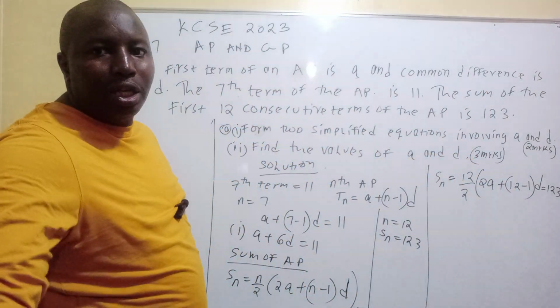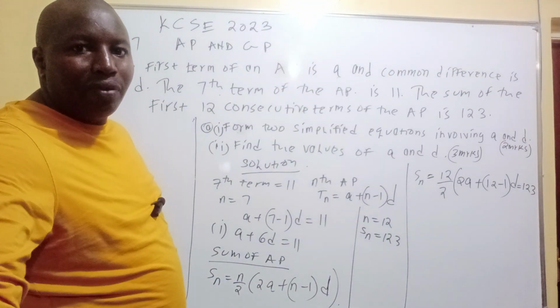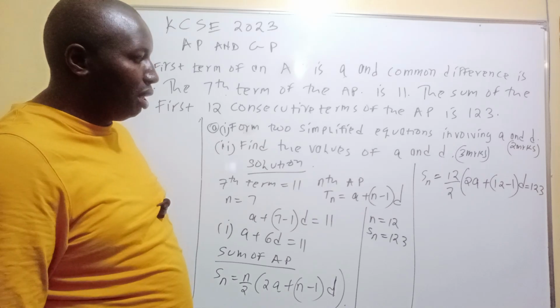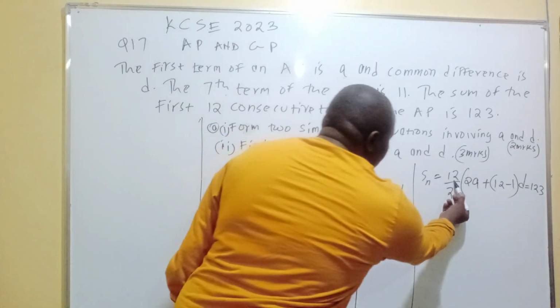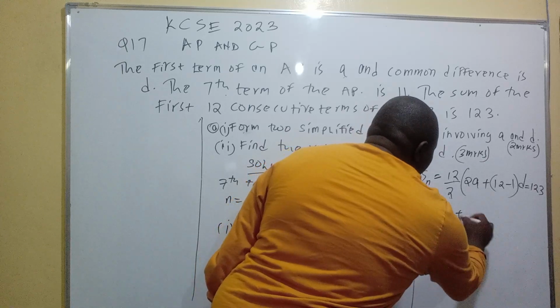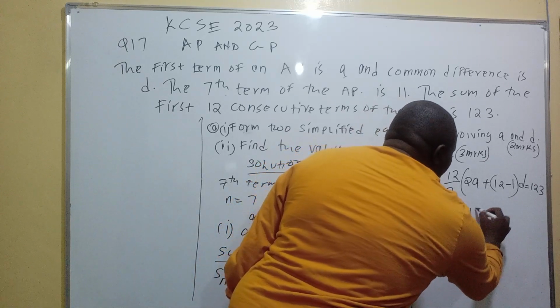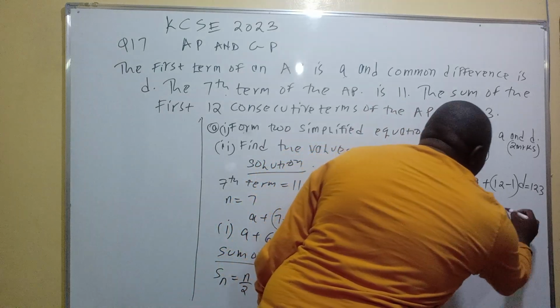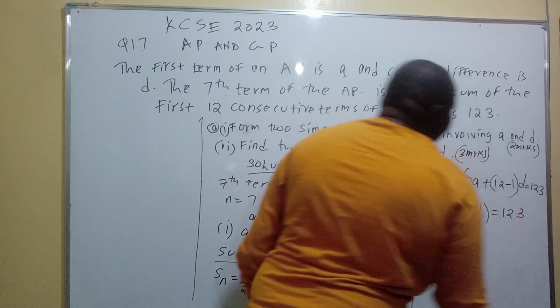That sum is equal to 123. So what do you do? Divide 12 by 2. You get 6 in brackets 2a plus 11d equals 123.